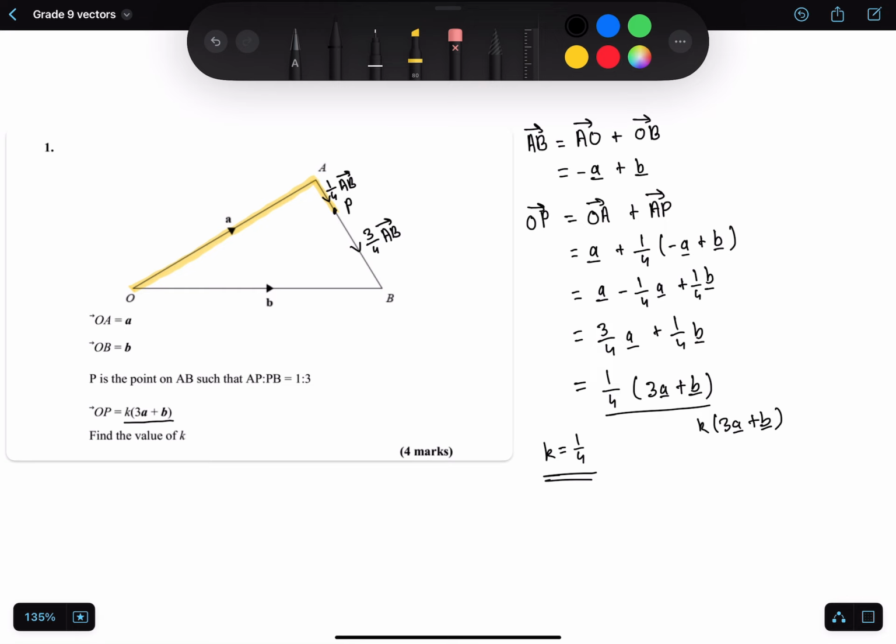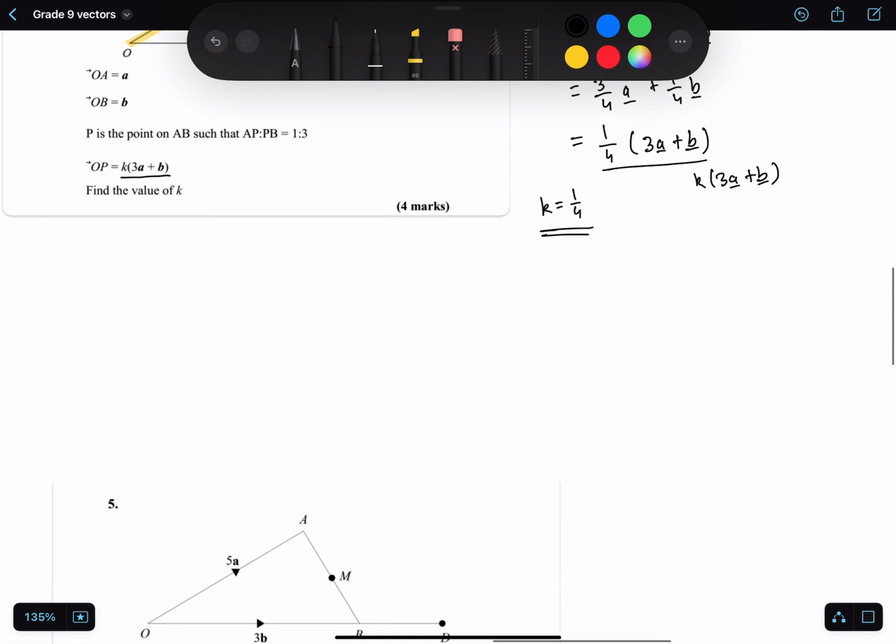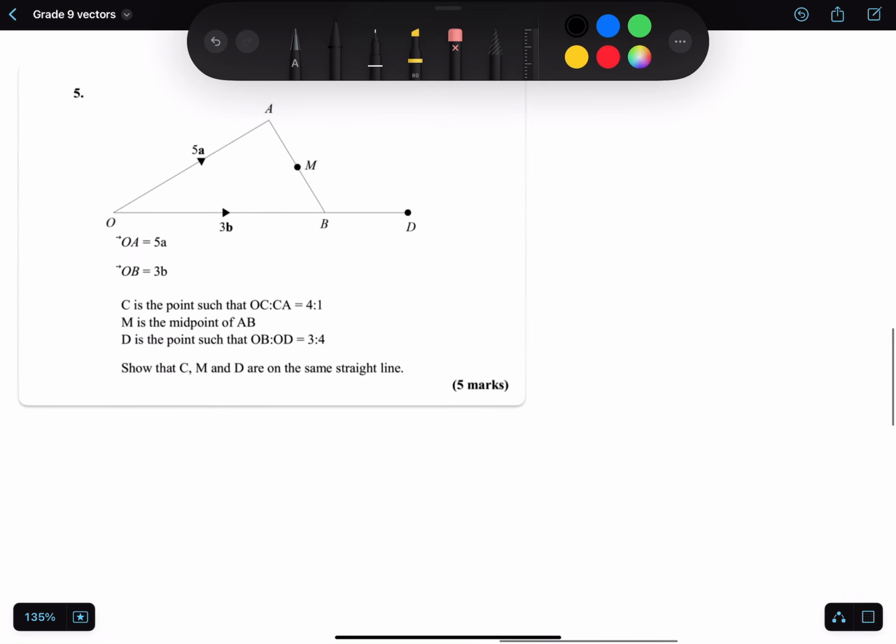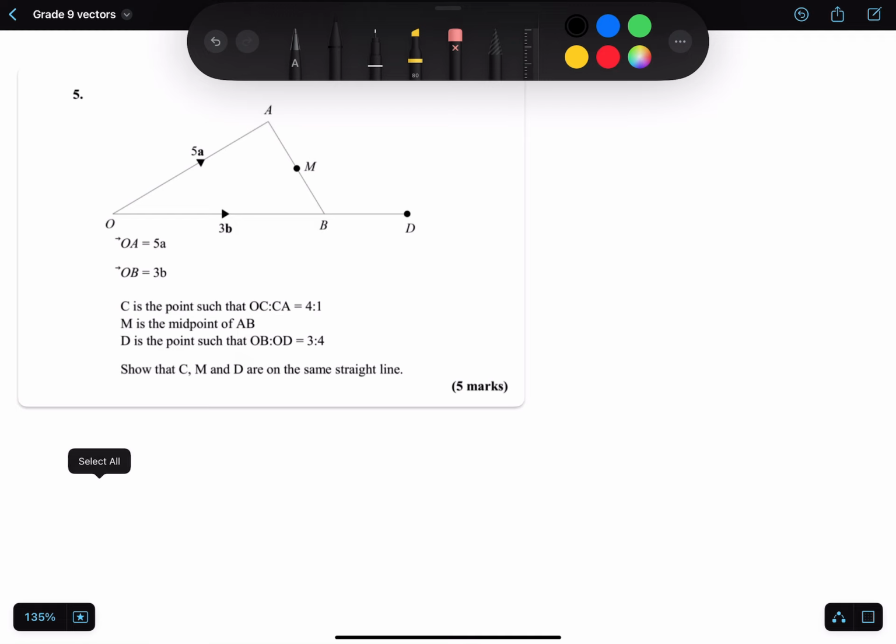This is one of the easier questions, but it's also quite a common question, and it should be a simple 4 marks as long as you read the question and make sure that you're doing the correct directions for the vectors. Now, moving on to a slightly harder question here. This has a bit more detail, which is why it's so important to read the question.